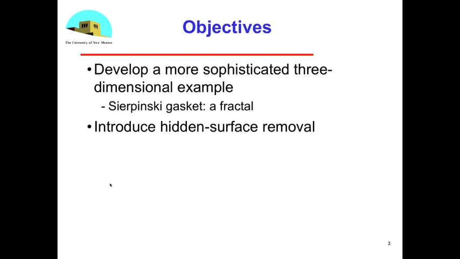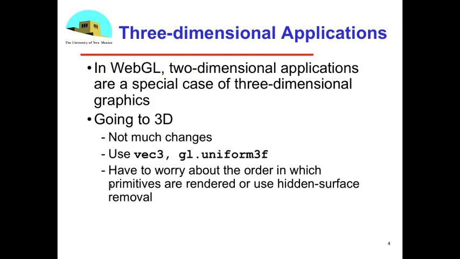Okay, so let's look at this. We'll eventually be getting in the next lecture to the 3D gasket. Here we're going to focus more on the 2D gasket and get us ready for it. So, there's not much that's going to change when we go to 3D. Basically, in terms of what we do with our data, we use vec3s instead of vec2s, or even vec4s for homogeneous coordinates. When we send a uniform vector over, we use the uniform 3 form instead of the uniform 2 form.